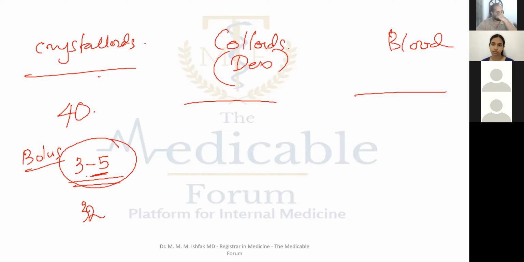What about dextran? Let's say the PCV is 40. You are giving a bolus of dextran. When you give a bolus of dextran, the expected drop is around 8 to 10, so from 40 to around 32 or 30 at maximum.